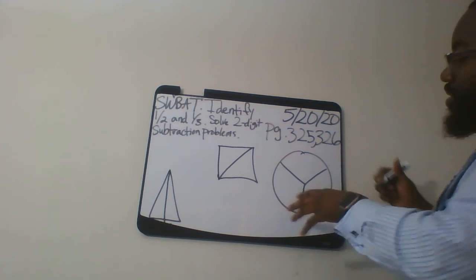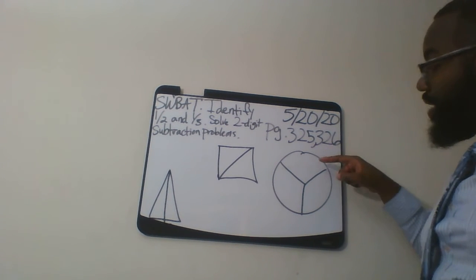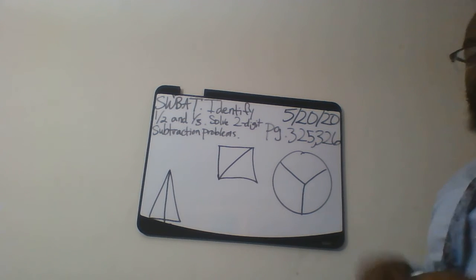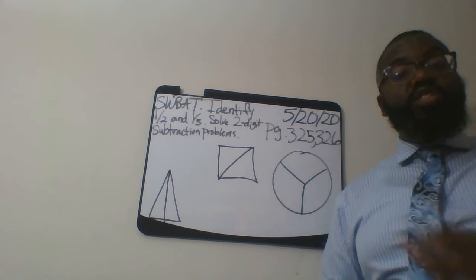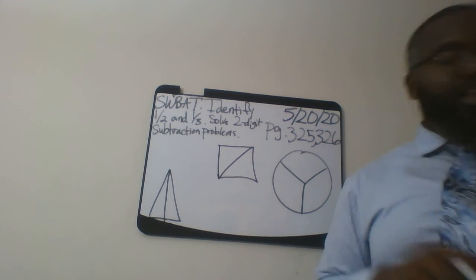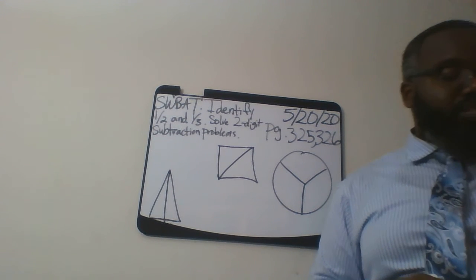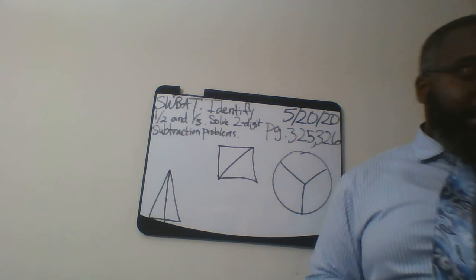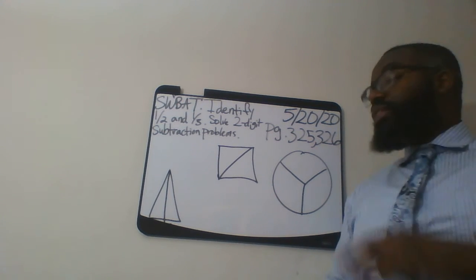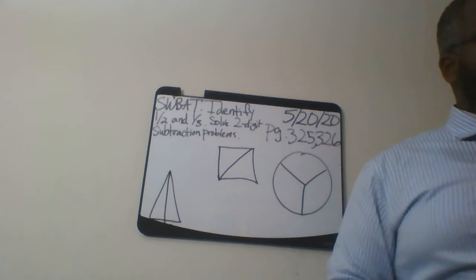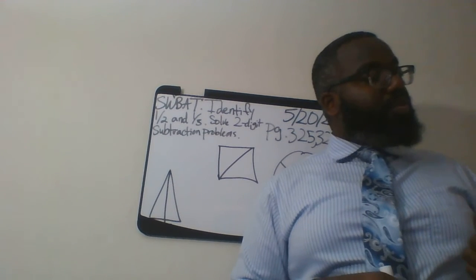Now let's look at this one. How many sides does this circle have? 1, 2, 3. There's 3 sides, so that's thirds. You will color that one red. Okay, so take your time. If there are 3 parts to it, 3 sections to it, you color it red. And if there are 2 parts for half, you will color that one yellow. Now let's flip the page over to 326.